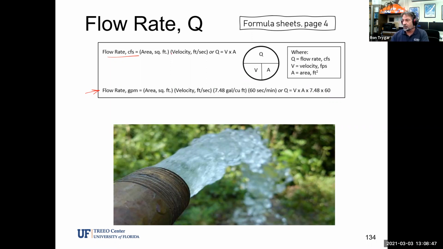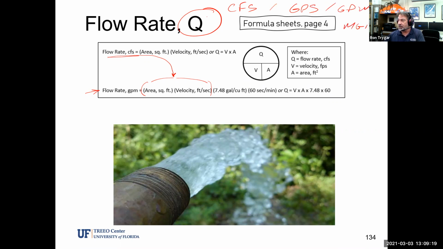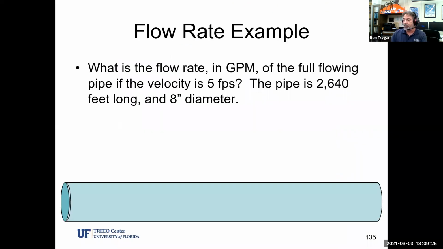So this formula up here is essentially going to be this and this, and then 7.48 and then 60 seconds per minute. So the formulas are very similar, but you just have to recognize which one to use. Depending on what you're trying to get, remember Q is flow rate. Q could be cubic feet per second, or it could be gallons per second, or flow could be gallons per minute. Sometimes flow can even be million gallons a day. This depends on what you're trying to get out of the equation. So here's an example.